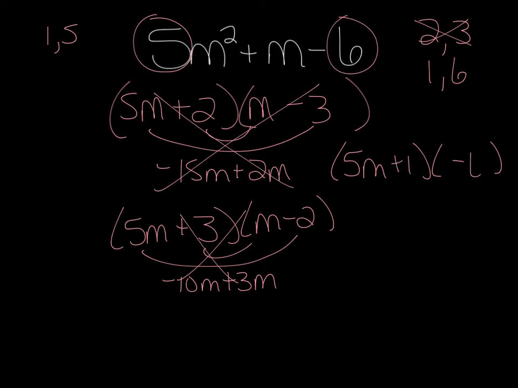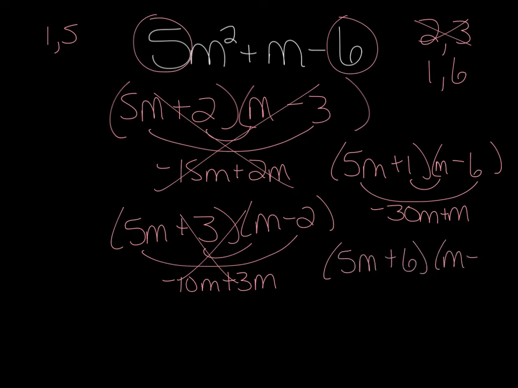Got to try the 1 and the 6 this time. Okay, so let's see. I get what? Negative 30m. I forgot an m here, didn't I? Plus m. That's a negative 29. That's far away from 1. So let's reverse the 6 and the 1.